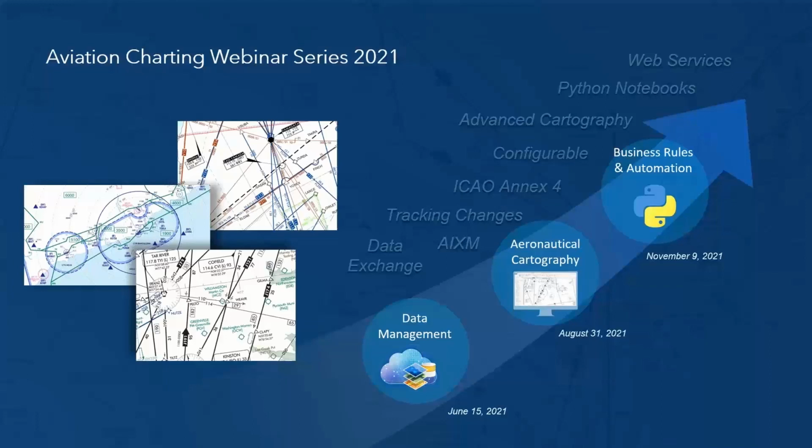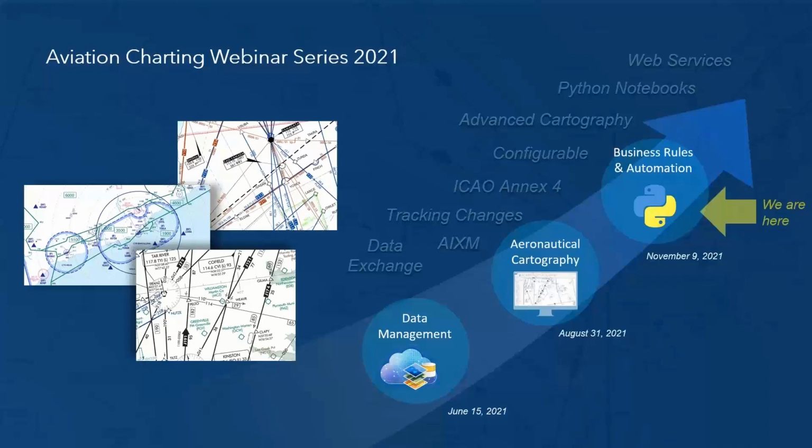And then stepping into the summer, we took a look at the aeronautical cartography bit. That was focused really on the template configuration. So taking our out-of-the-box template and hooking it up to the database that we established in that first webinar. So today, we're focusing on the business rules and the automation. We're going to take a closer look at those business rules that do enable the automation. We're going to peel back the curtain a little bit, so to speak.